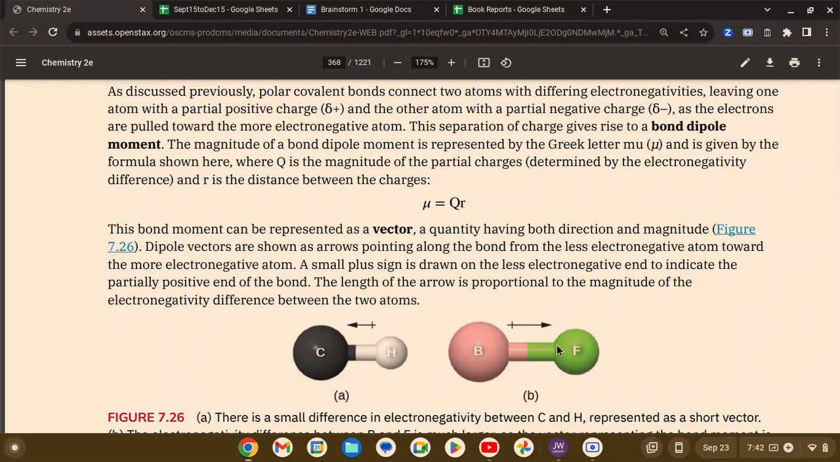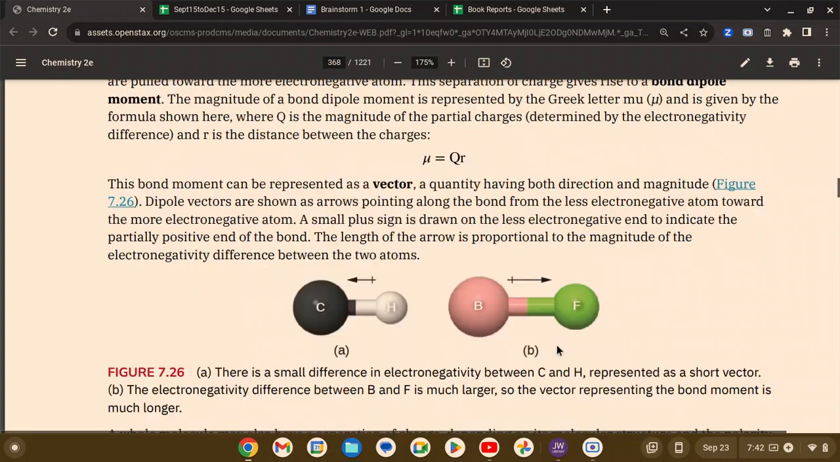Dipole vectors are shown as arrows pointing along the bonds from the less electronegative atom toward the more electronegative atom. A small plus sign is drawn on the less electronegative atom to indicate the partially positive end of the bond. The length of the arrow is proportional to the magnitude of the electronegativity difference between the two atoms.